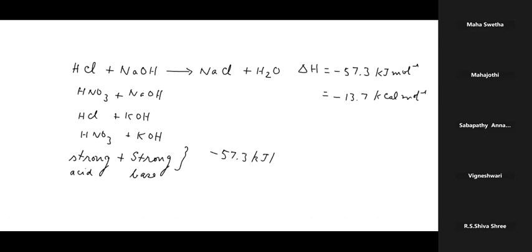Why does it remain a constant for all the strong acid and strong bases? It is because HCl, as it is a strong electrolyte, remains as H plus and Cl minus, completely ionized. Sodium hydroxide being a strong electrolyte remains as Na plus and OH minus. So when they react, what is formed is sodium chloride, which is also a strong electrolyte, which remains in the form of Na plus and Cl minus. What is formed is water.